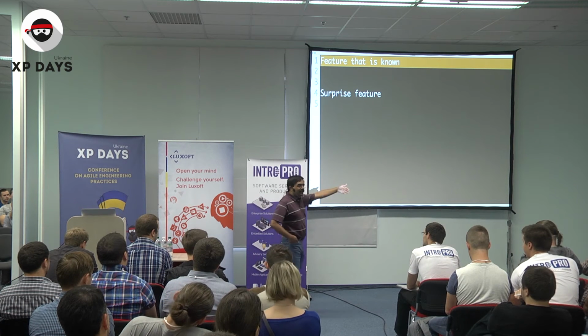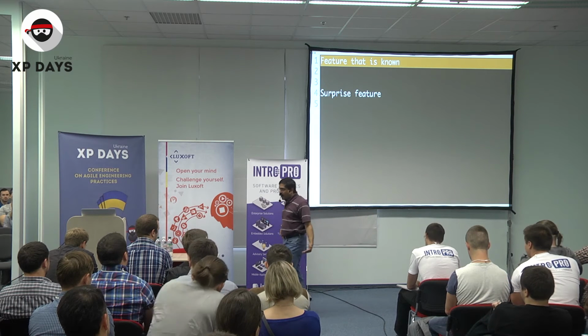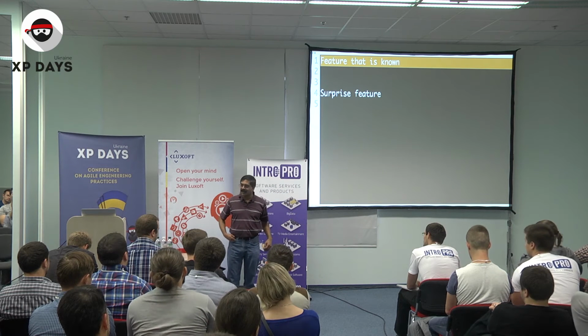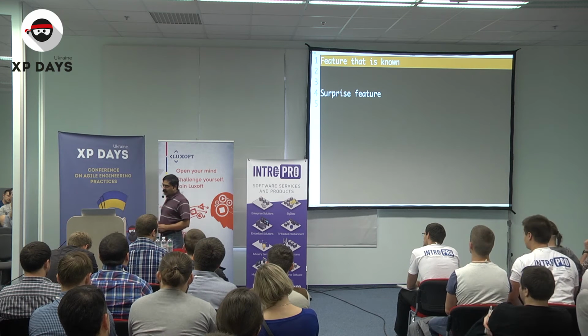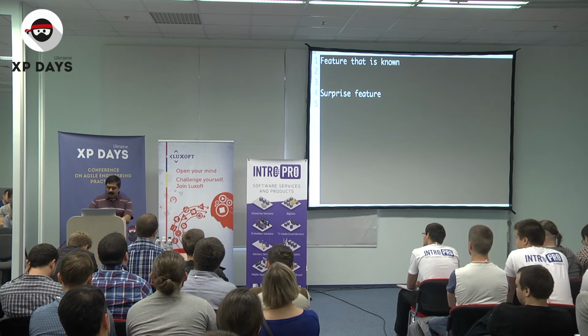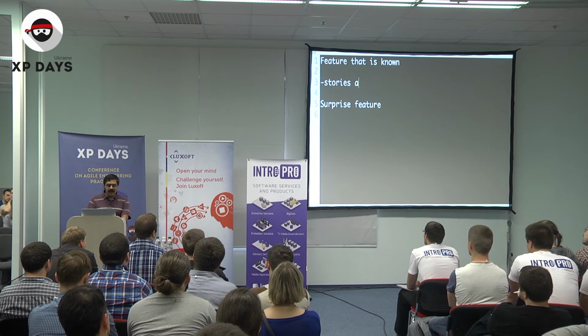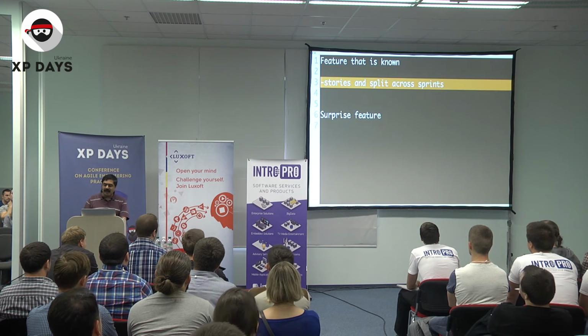We try to implement it in a sprint and the current architecture doesn't support it. Is there a possibility of that risk? I think there's a very high possibility of that risk and we should definitely handle that. So how do we really handle that particular risk? Well, one of the ways to handle that particular risk is don't take stories and split them across the sprints. This is a terrible idea.